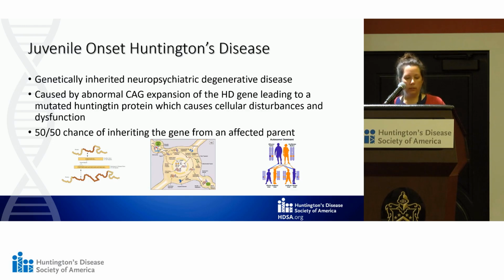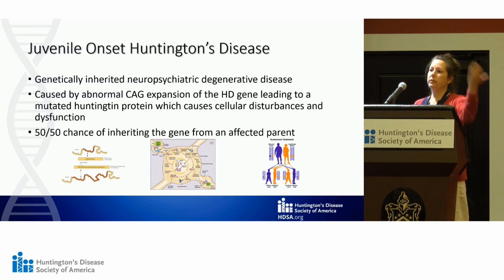So what is juvenile onset? Well, just like adult onset, it's a genetically inherited, I call it a neuropsychiatric neurodegenerative disease. It's caused by the abnormal CAG repeat expansion on the HD gene, which leads to the mutant Huntington protein, which leads to the disease within the brain and what we see on the outside. And just like adult onset, you're at 50-50 chance of getting it.